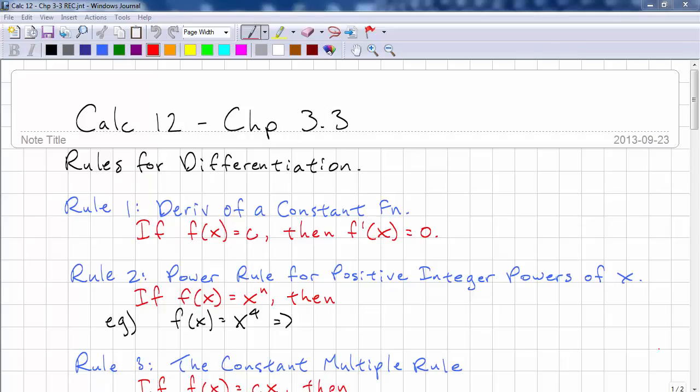This is Calculus 12, Chapter 3.3. We're going to be looking at the rules for differentiation. The derivative of a constant function is always zero because a constant function just goes horizontal. So the slope is always zero.